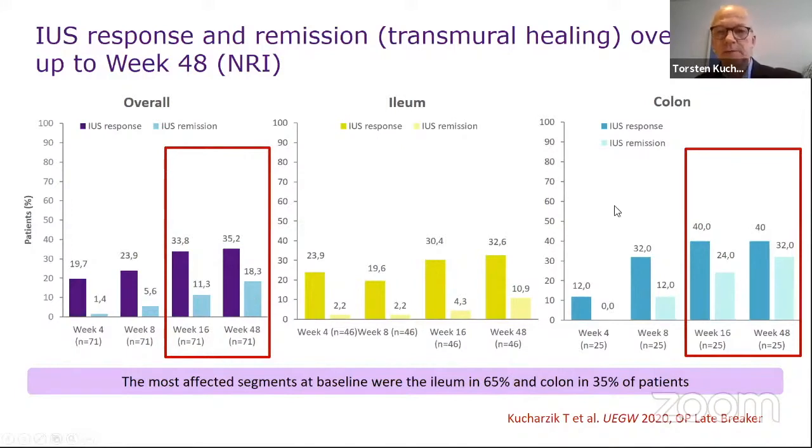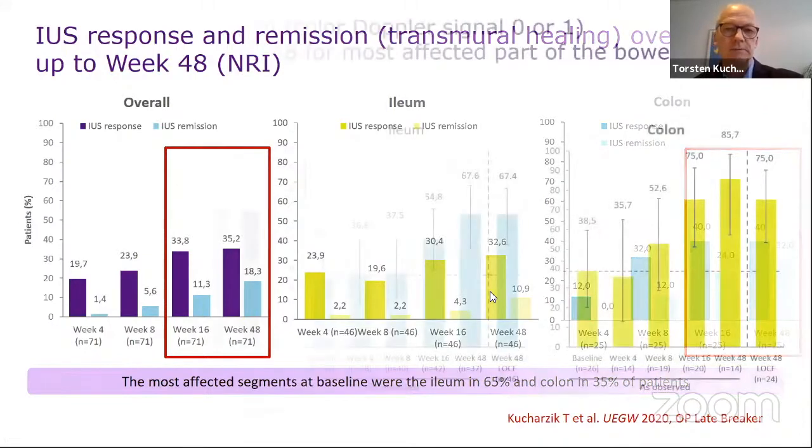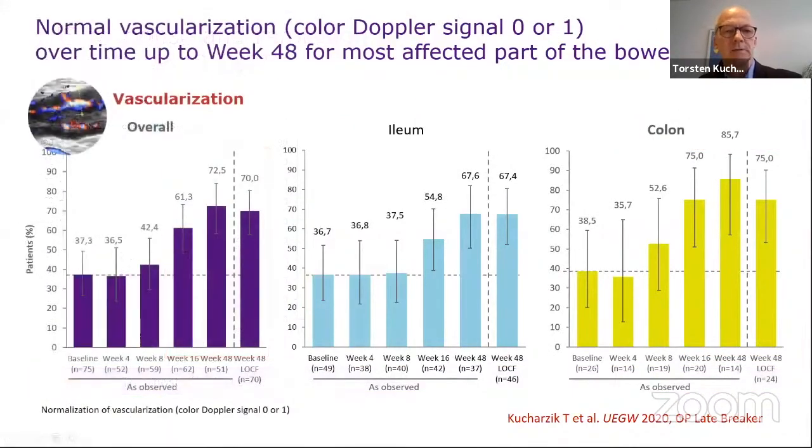patients. And interestingly, if you compare colon to the ileum, the response was much more markedly shown in the colon with transmural healing in 32% of patients in the colon compared to the ileum, which was a bit less. So the response in the colon appeared to be better. This could also be demonstrated by looking at the vascularization. This is the overall population. So the effect occurs a bit later at week 16, again, a bit more pronounced in the colon compared to the ileum.